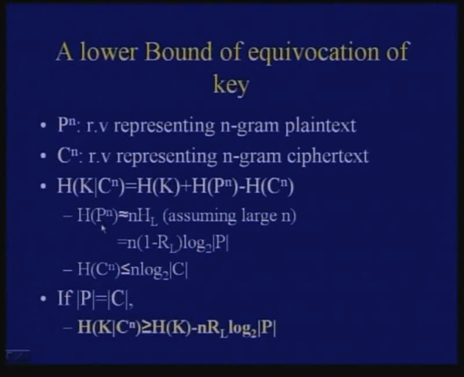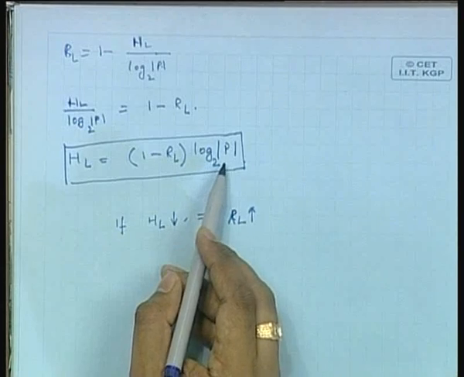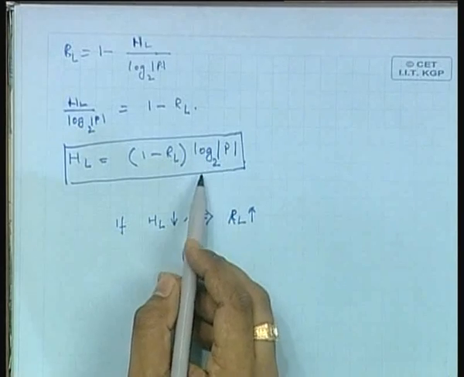So what is H(Pn) equal to? We have defined H(Pn) from the definition of HL. If the value of n is quite large, you can approximate that by nHL. And you know that HL, by my previous result, was equal to 1 minus RL times log of cardinality of P base 2.